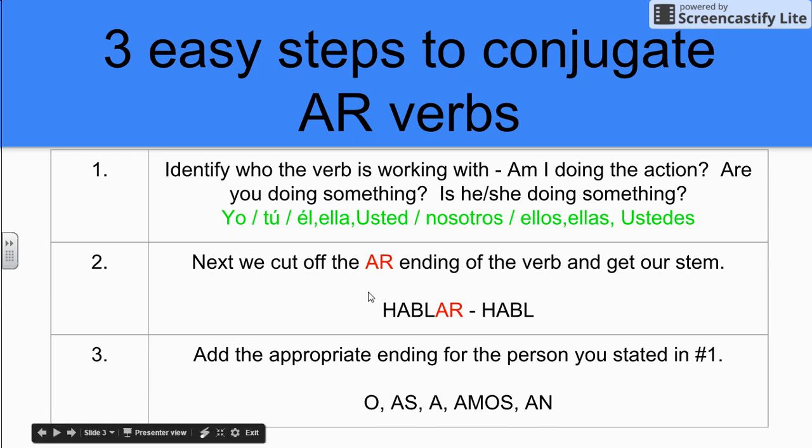The next step we want to do is, once I've identified that I am doing something, yo, I'm going to cut off the AR ending of the verb to get the stem. There's my AR, get rid of it, and I'm left with the stem of the verb. And the last step is to add the appropriate ending for the person that I stated in number 1. So for the yo form, I want to end the verb in O, so I would put then yo hablo. Had I chosen tú, it would end with AS, so this verb then becomes hablas.